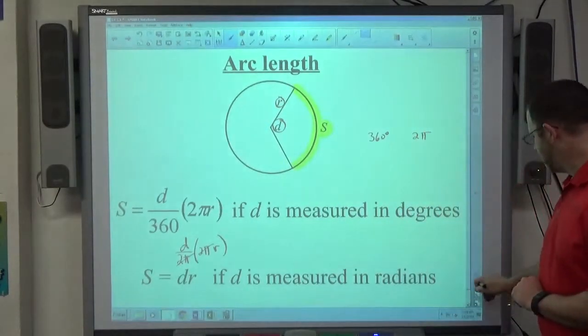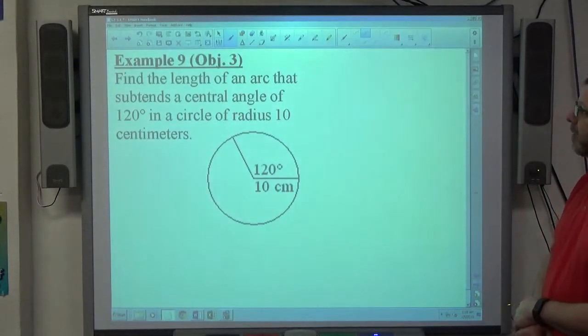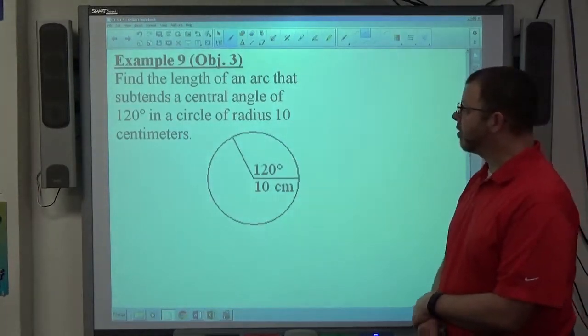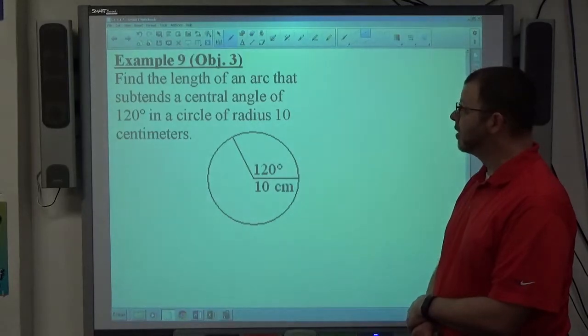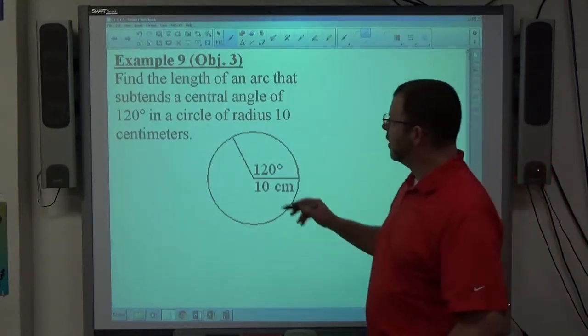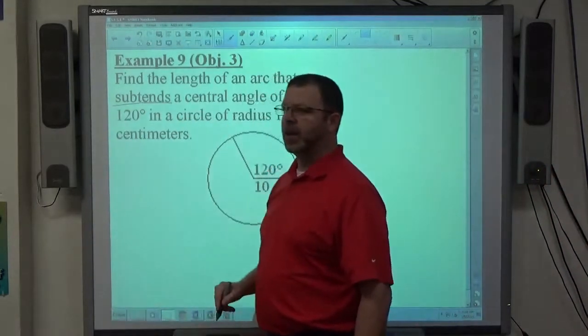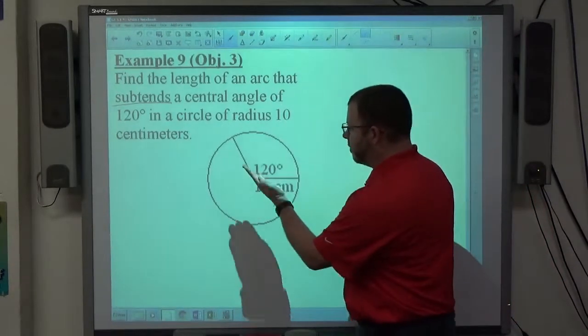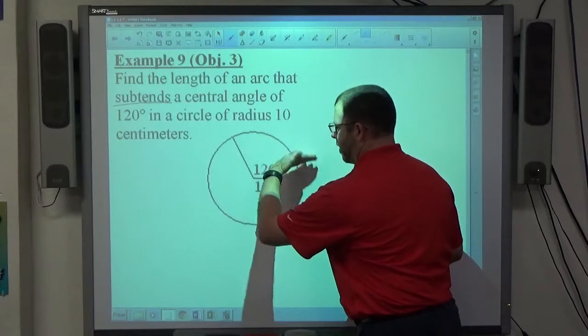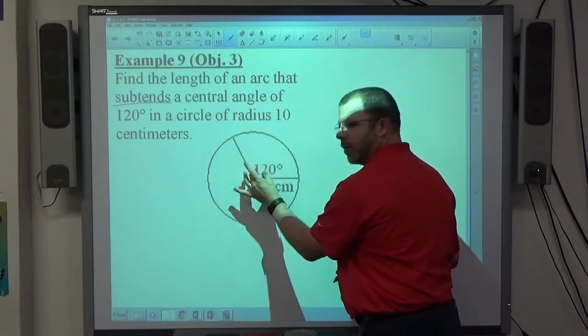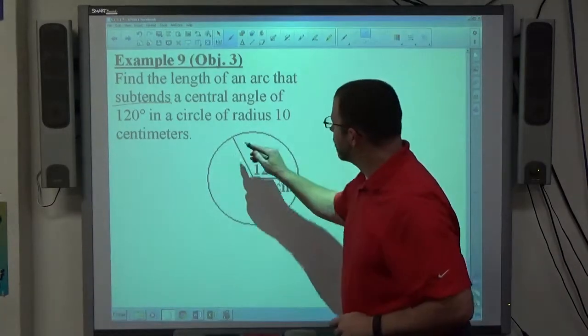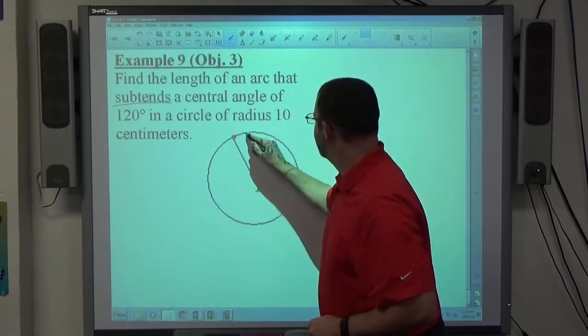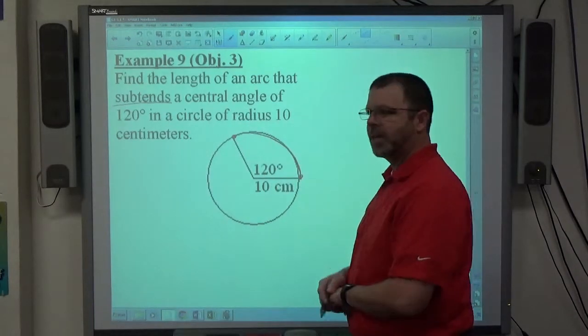Right, so, example 9. Find the length of an arc that subtends a central angle of 120 degrees in a circle of radius 10 centimeters. So this subtends, I don't know, it's just a word they like to use. Anytime they ask for a length of an arc, subtends means that it takes up the entire length of the circle part that is 120 degrees. So when they say find the length of the arc, how long is that thing?